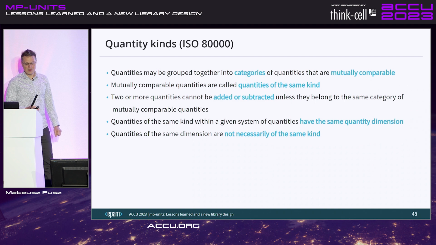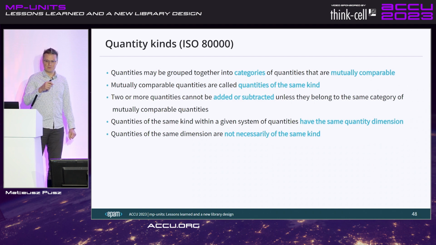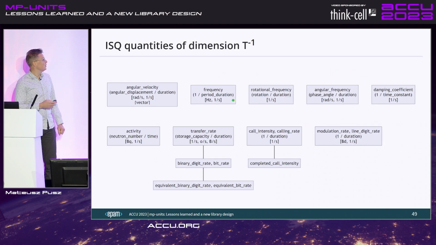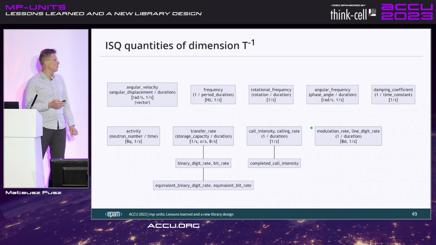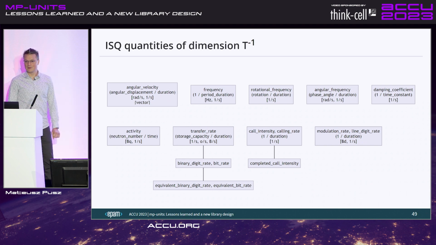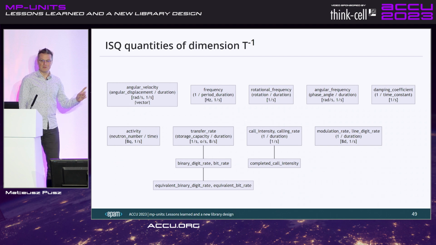Right? And if I only analyze the quantities of time to the exponent -1 in the ISO, these are all of the quantities that I found with their own trees. They are not connected to each other, that's why there are no branches on my slide, because all of them are separate kinds, even though they are the same dimension. Right? Angular velocity, frequency, rotational frequency, angular frequency, damping coefficient, activity, transfer rate, call intensity, modulation rate. All of them have the same dimension. And probably you don't want to be able to add them, subtract them, or treat them as the same quantity kind.